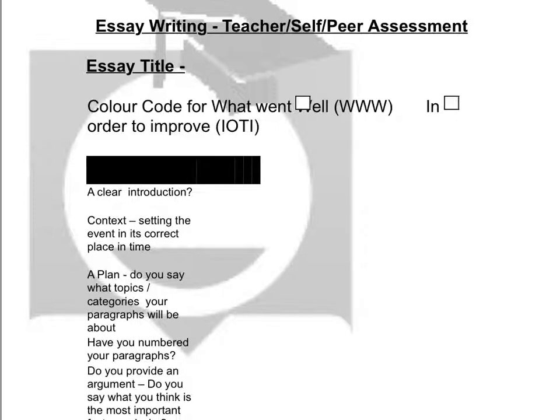Now, that introduction needs to contain some context, placing the event in its correct historical place in time. Secondly, an introduction needs to include a plan. In order to answer the question, what different paragraphs is the student going to look at? So therefore, it's essential that the essay is planned before pen is put to paper.